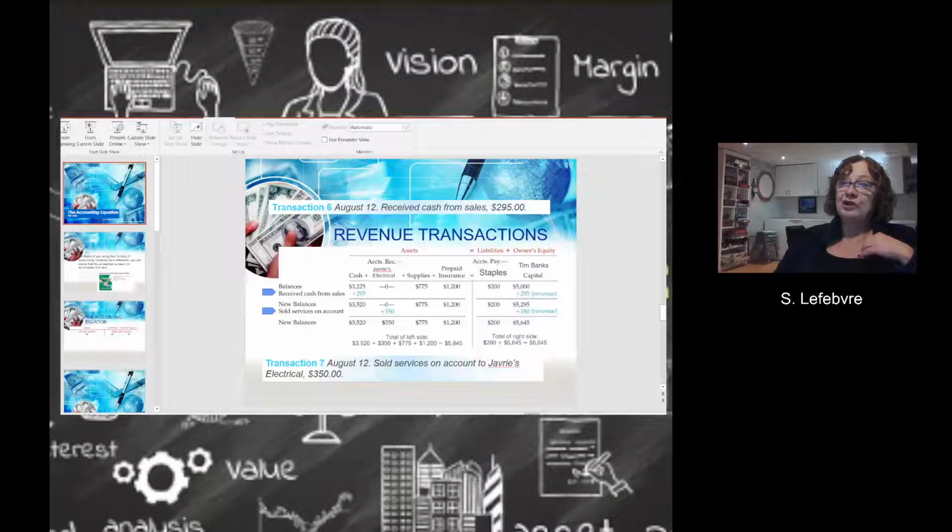So again, you'll want to do a check. Do your asset totals here equal the left and the right? And they show you right here they do. So we're at 5,845 on both the left hand side and the right hand side.